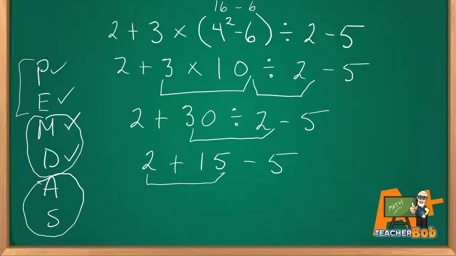So 2 plus 15 is 17. And then we've got subtract 5. And then we finally have a subtraction here, which is the last operation of our PEMDAS here. So subtract 5 is going to give us a final answer of 12. And there we have it. So the answer is 12. This type of problem is exactly what you might see on a SAT or an ACT test.